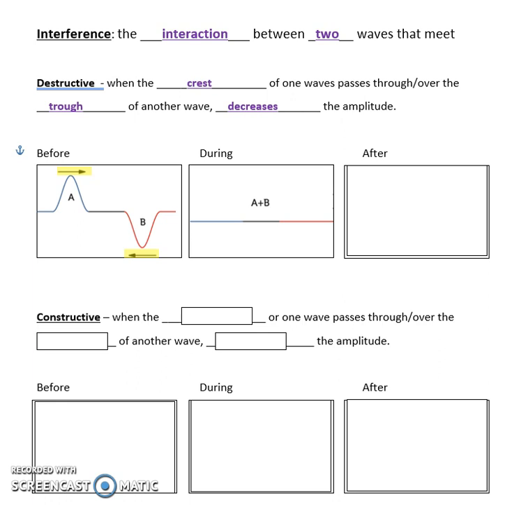The waves continue to move in their original direction, so wave A will continue to move to the right, wave B will continue to move to the left, and we can see now in the after image that they have passed each other and they continue to move away.